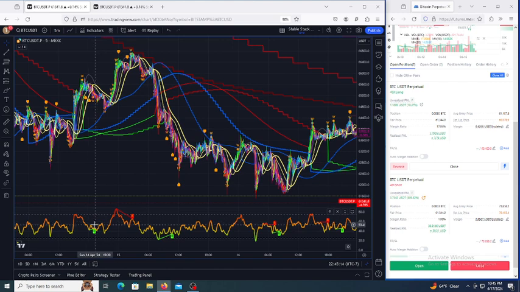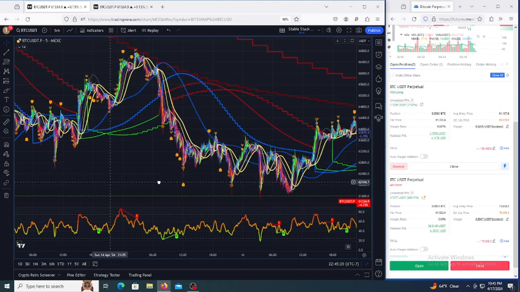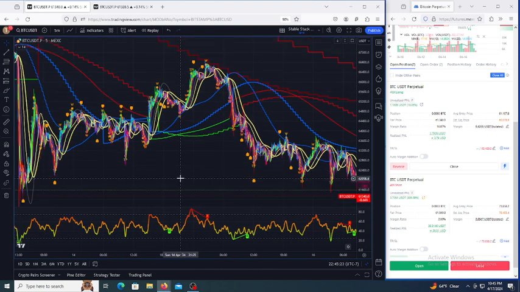Right here, divergence, next dip, up call. So you can catch all these small moves too. Right here, see how it's staying to the upside? So you can take the calls in here. This W was a good call.